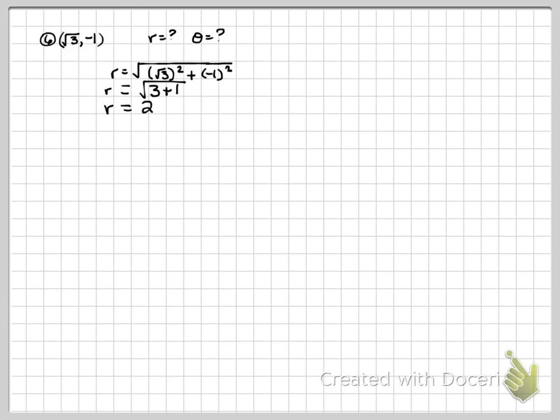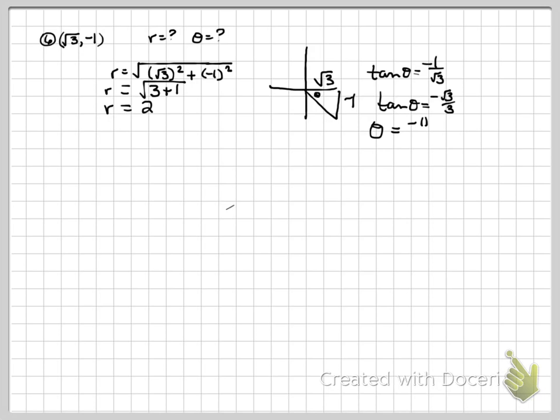Now I need to do my theta. So if I look at my graph real quickly, I know that this is in quadrant 4. And if I remember, tangent of theta is equal to my opposite over my adjacent. So tangent of theta is going to be negative root 3 over 3. And so what's theta? Well, I could write theta two ways. I could say theta is negative pi over 6, or I could use 11 pi over 6. Doesn't matter. I think I'm just going to use the negative pi over 6.